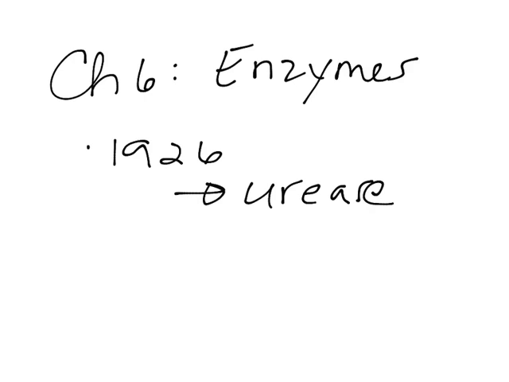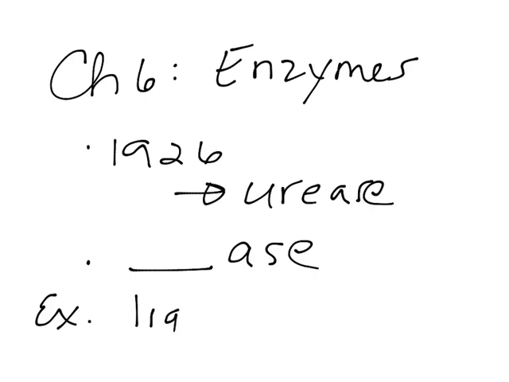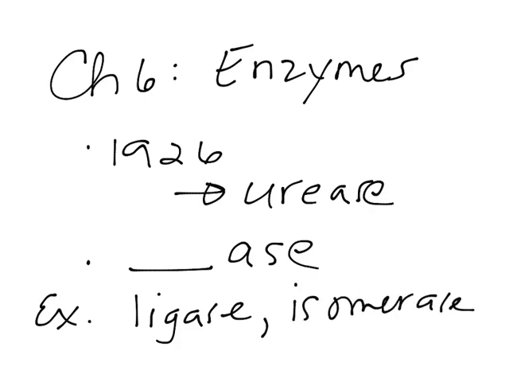They're classified and named based on the reaction that they catalyze. So oftentimes it will be some name and end in ASE. So that's how you can recognize that you're talking about an enzyme. For an example, a ligase is an enzyme that ligates or hooks things together. An isomerase is an enzyme that causes one molecule to undergo isomerization into another. So a lot of times you can figure out the function of an enzyme just from its name.